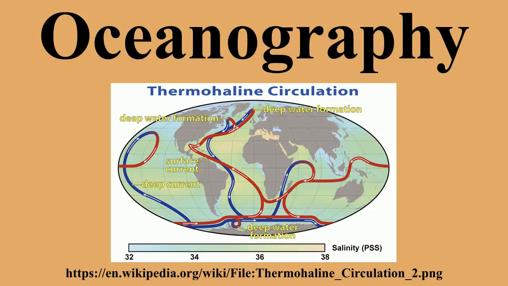Sverdrup, Johnson and Fleming published The Oceans in 1942, which was a major landmark. The Sea, edited by M. N. Hill, was published in 1962, while Rhodes Fairbridge's Encyclopedia of Oceanography was published in 1966.